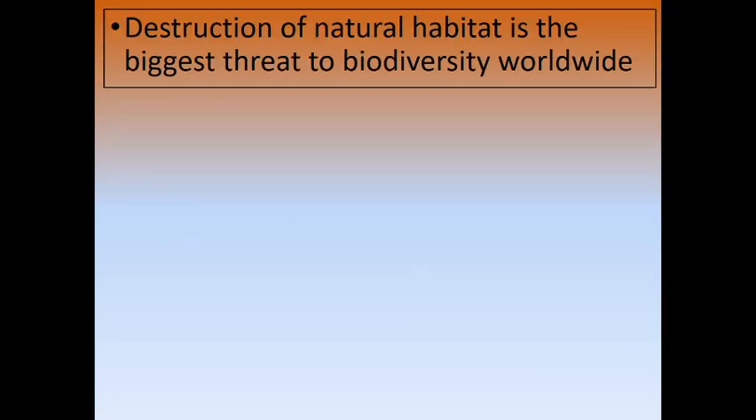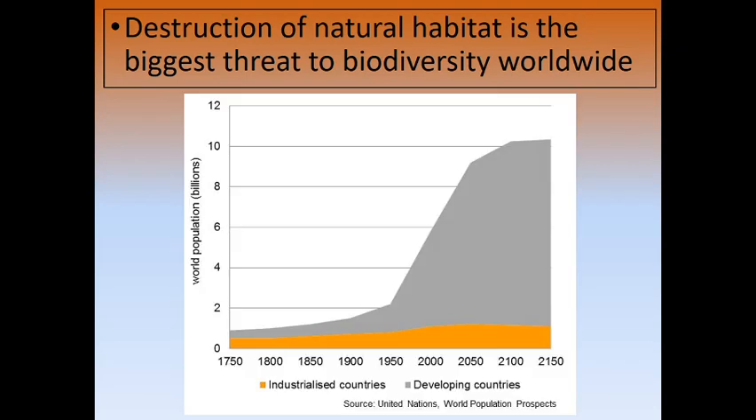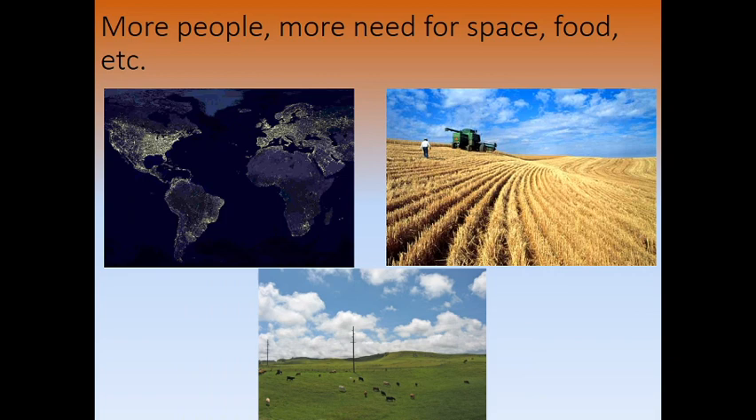So first off, I think what we need to understand is that loss of natural habitat, remember, is the biggest threat to biodiversity worldwide, right? What we're seeing is the world population in industrialized developed countries has pretty much stabilized, but this huge increase is going to be from the developing countries. And what that means is we're going to need way more space for just people, right? For food and everything that people need to live.